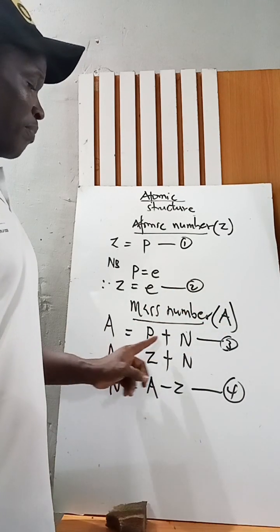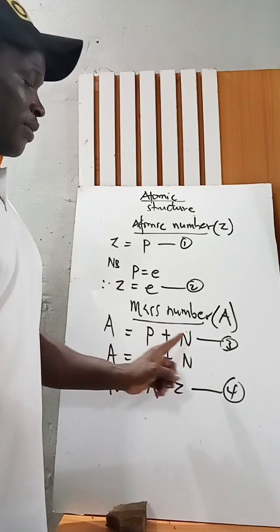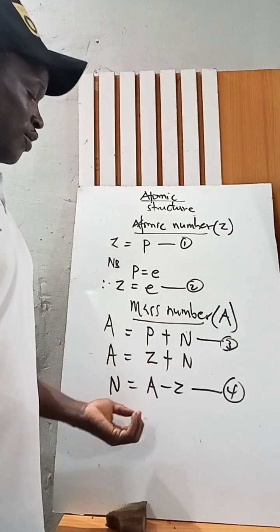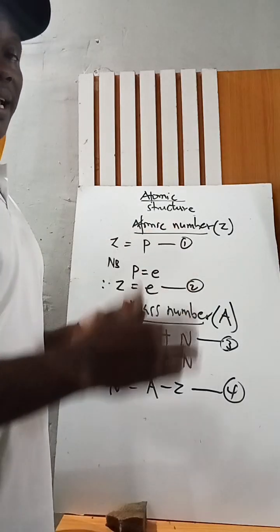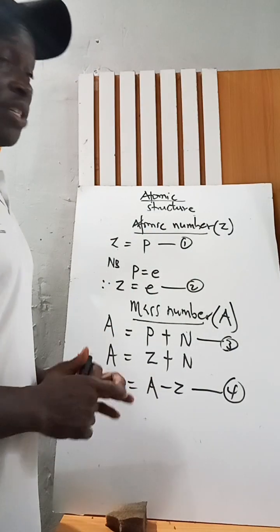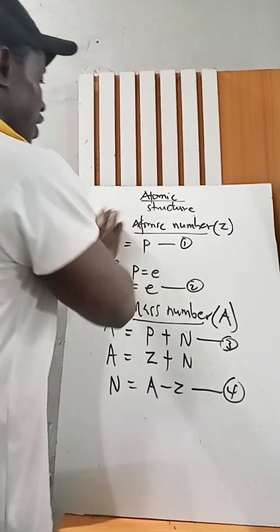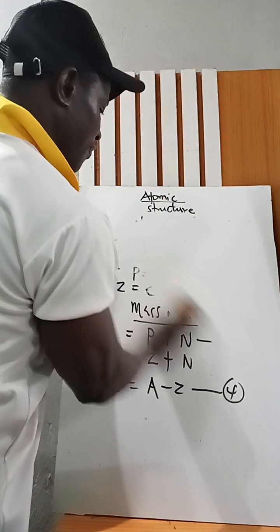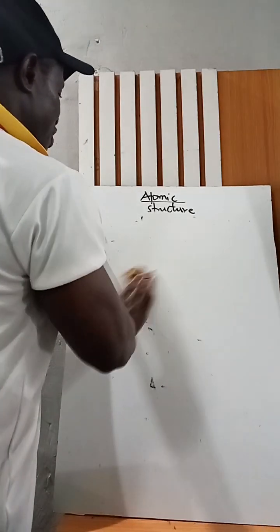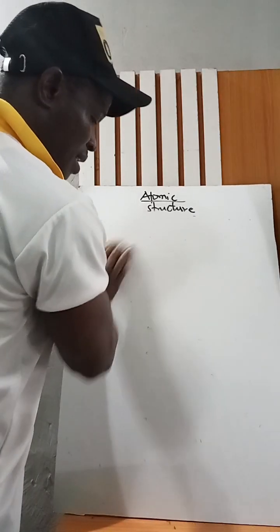Okay. Mass number is represented with capital letter A. So A is equal to P plus N. That's the sum of proton and neutron. And I went on to derive how to get the neutron number, which is to subtract the atomic number from the mass number. Okay, let me use this information now.